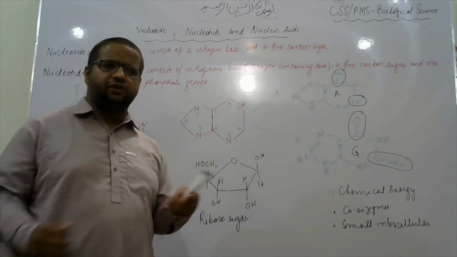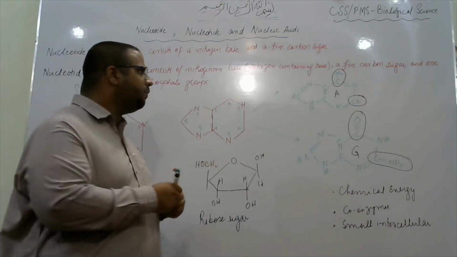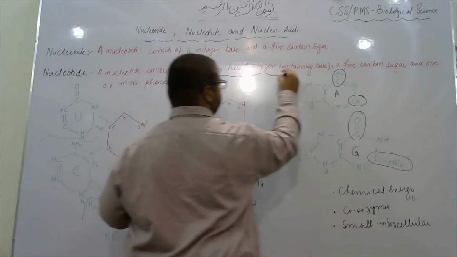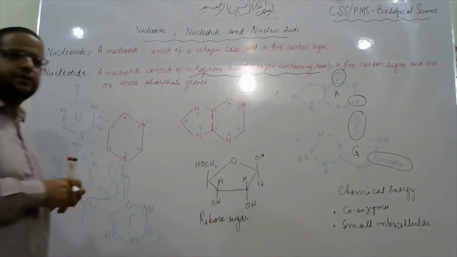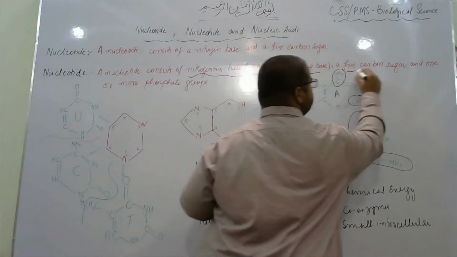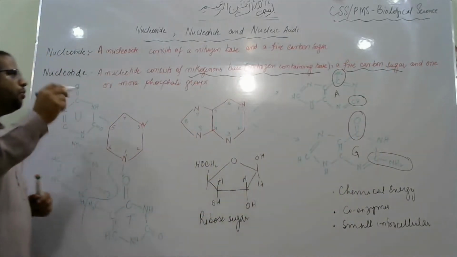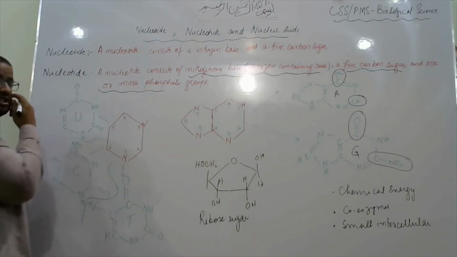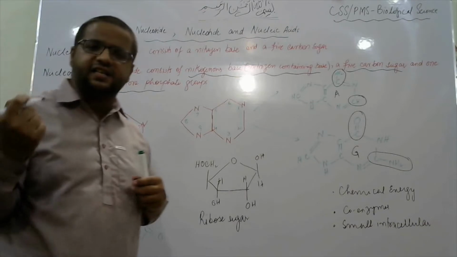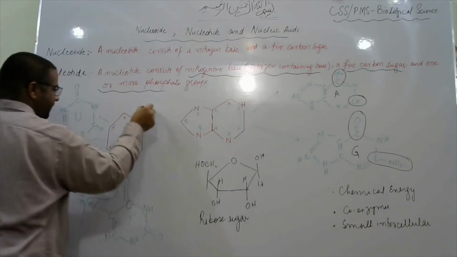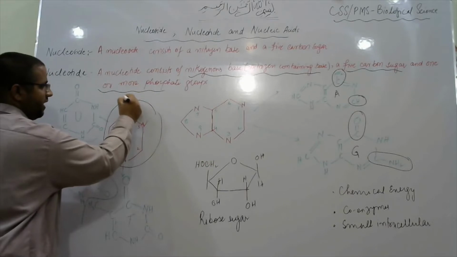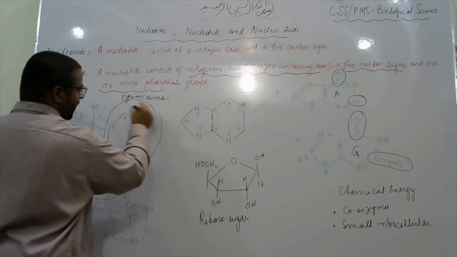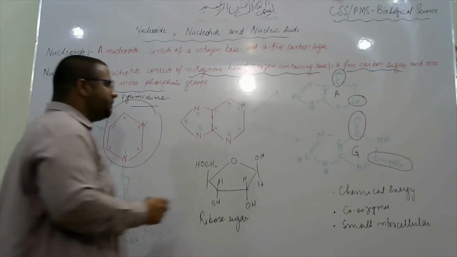What are the components of a nucleotide? There are three components. Number one, a nitrogenous base. Number two, a 5-carbon sugar. And number three, one or more phosphate groups. Here I have drawn two types of nitrogenous base. One is pyrimidine and the other is purine. Single-ring nitrogen bases are known as pyrimidines, and double-ring nitrogen bases are known as purines.